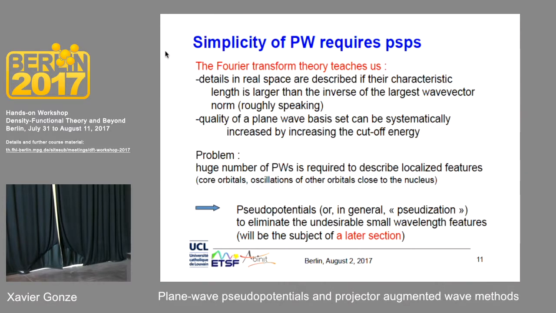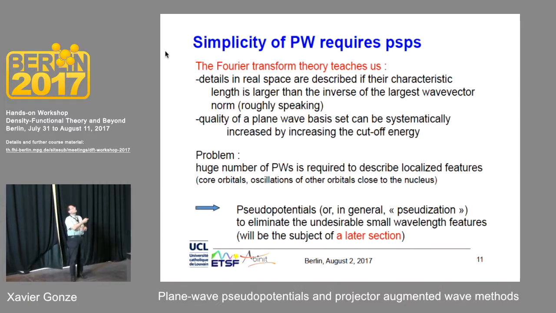This is quite simple and quite easy to implement compared to any other type of implementation. However, there is a problem with plane waves. Indeed, the Fourier transform theory teaches that details in real space are described if their characteristic length is larger than the inverse of the largest wave vector norm, roughly speaking. So if we have very small characteristic length, we will need a very large number of plane waves, or the sphere in reciprocal space will be very large because of this inverse characteristic.